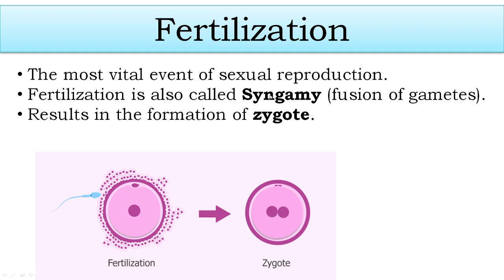Fertilization results in the formation of a cell called zygote. We know that gametes are haploid in nature, and the fusion of these two gametes results in the formation of a diploid cell known as zygote, and the zygote will undergo development to form a new individual.